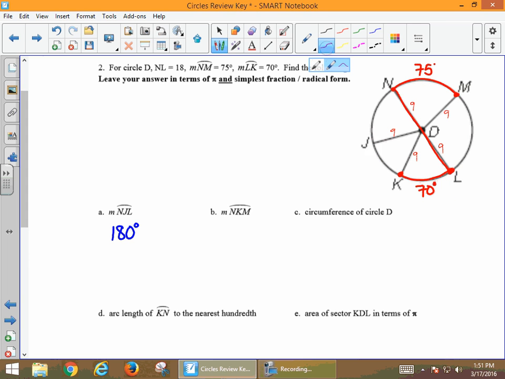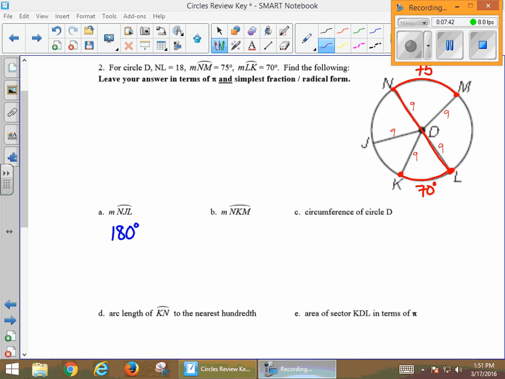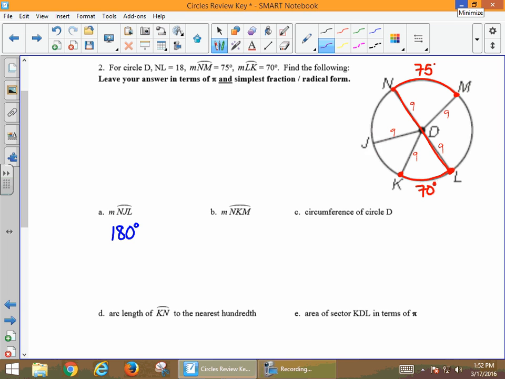Okay, let's take a look at arc NKM. NKM, here's N, here's K, here's M. So I have to go all the way around this thing, except for that one little piece that I know, which is 75. So I will take 360, the distance all the way around the circle. I'll subtract 75 from that because the red arc at the top I do not need. And 360 minus 75 is 285 degrees. That will be my final answer, 285 degrees.